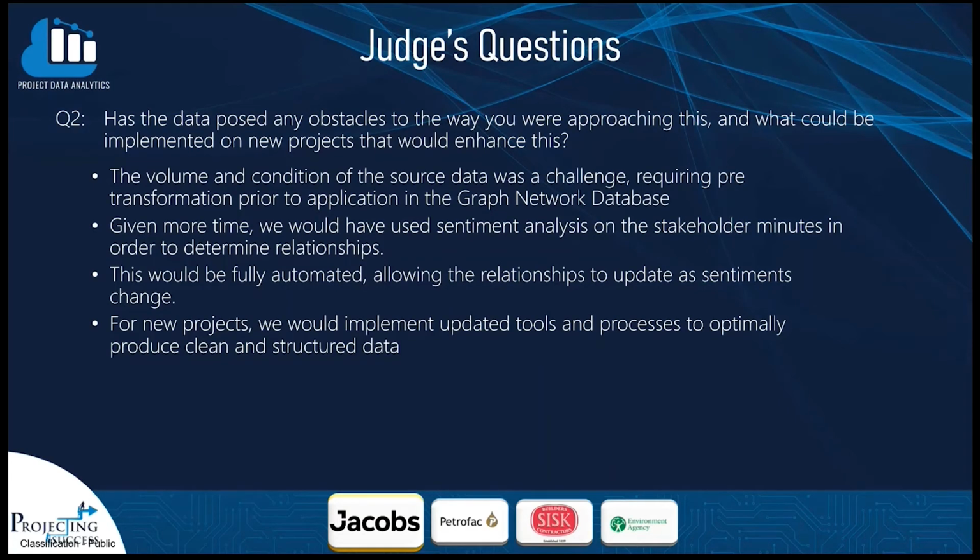Has the data posed any obstacles in the way we approach this, and how can we improve in the future? So the volume and the condition of the source data that we used on this challenge was from Crossrail, and it wasn't perfect. There were a lot of issues that we had to solve and clean in pre-transformation prior to importing into the Graph Network database.